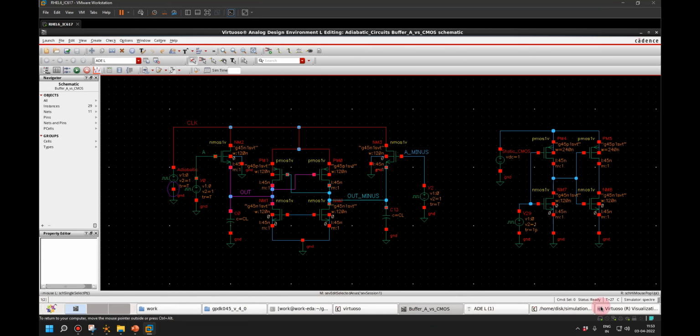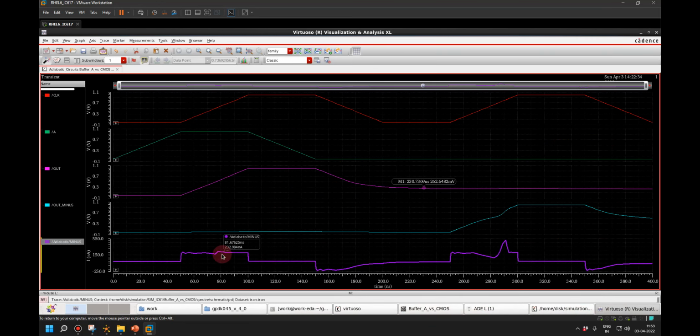So if you see here, this is a positive current, and when the clock is going low, I have negative currents. That means whatever charge came from the source is going back to the source. Obviously not 100% is going back, but a considerable amount of charge is being pumped back into the source. Here I have not shown the clock recovery circuit.